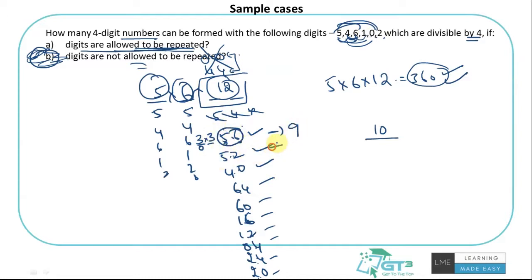Similarly for 52 also I'll get 9 such cases. 64 also I'll get 9, 16 also I'll get 9. I'm not looking at 40, 60, 4 and 2, 20. I'll tell you why. When it ends with 0, it will give me a different answer.